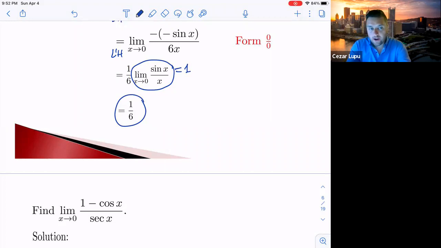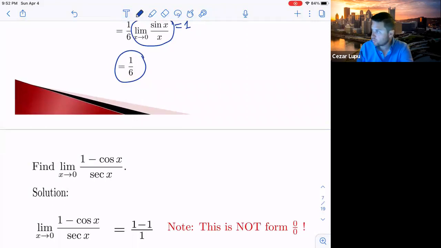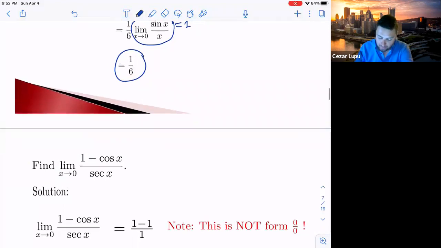We would like to find the limit as x approaches 0 of 1 minus cosine of x over secant of x. And now first, let's plug it in. We know that as x approaches 0, cosine of x will approach 1. So we have 1 minus 1 over secant of 0. But secant of 0 is 1 as far as I'm concerned. So it would be 0 over 1, which is 0.